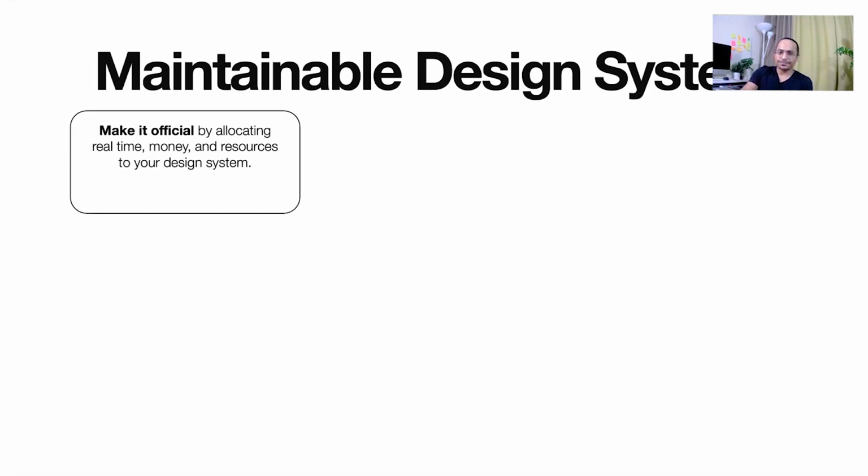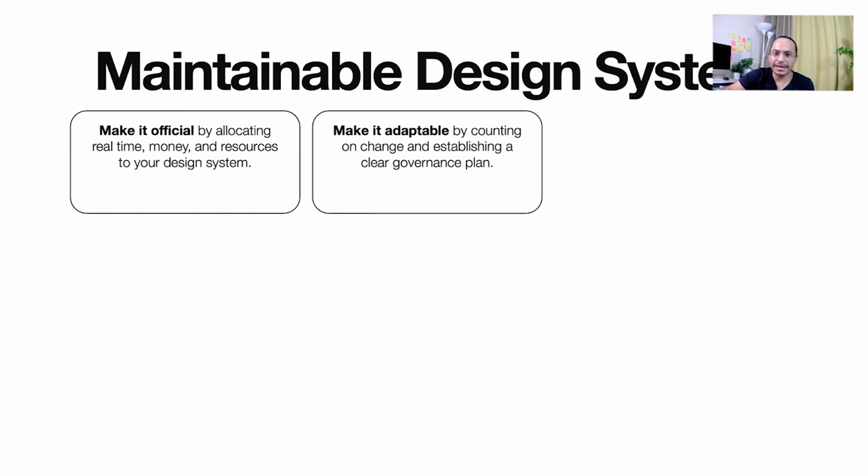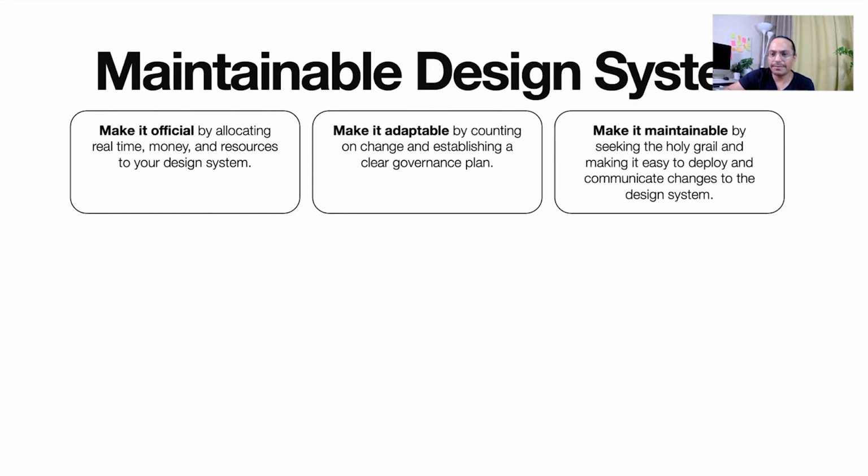If you have the design system and you are maintaining it, how can you increase its effectiveness? You can increase the effectiveness of this system by making it official, and whenever doing this, make use of some senior person from senior management. Make it official by allocating real time, money and resources to your design system. Make it adaptable by counting on change and establishing a clear governance model, and make it maintainable by seeking the holy grail of making it easy to deploy and communicate changes to the design system.